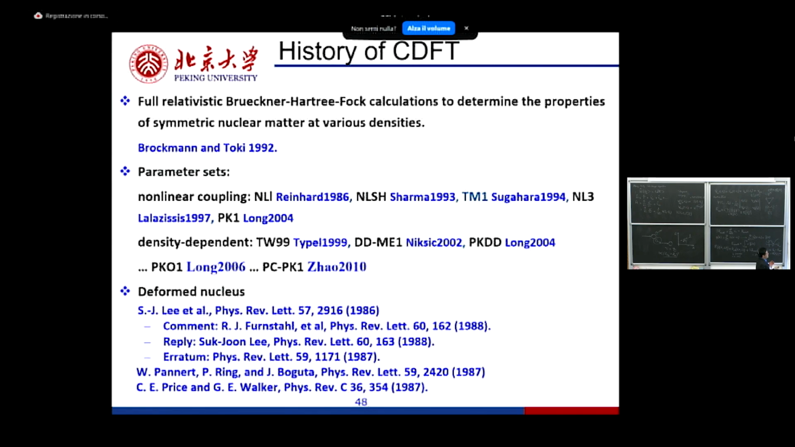But the large scale application of the nuclear relativistic mean field for nuclear physics was not studied yet, right? It was studied in about 1986, more or less 40 years ago. It's very interesting because at that time, people tried to use this relativistic mean field to study deformed nuclei. You see, at that time, the people were very careful. They even studied the deformation of neon 20. Three groups of people independently applied the relativistic mean field to investigate the deformation of neon 20.